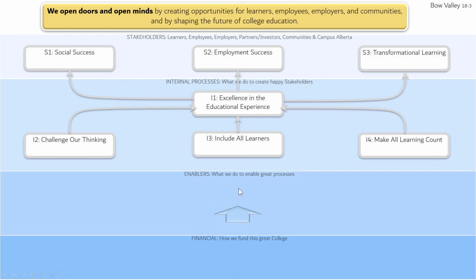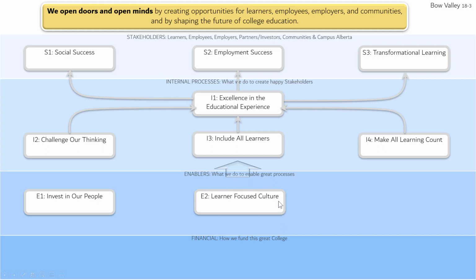So supporting all of that are the objectives of investing in our people. This is making sure that our trainers, our cleaning staff, our maintenance people all have the best facilities, the best training, and the best capabilities. We need to create a culture across the college about it being learner-focused, not writing academic papers, but focus on the learner. And then finally, we need to shape the future of college education. It's our job to change how college education occurs, not only in Bow Valley, not only for Campus Alberta, but for all of Canada, and in fact, all of the world.